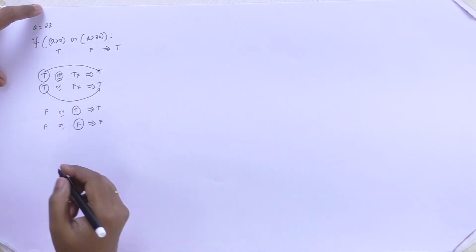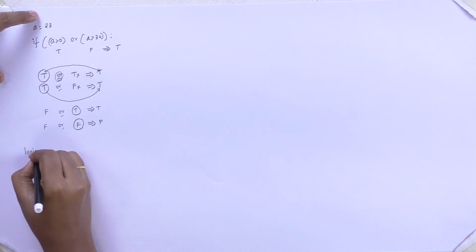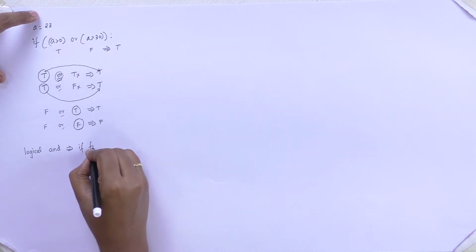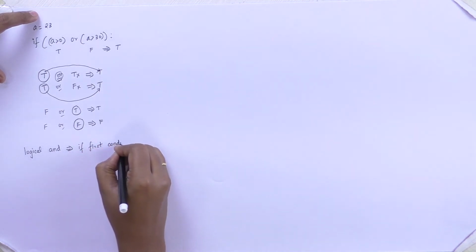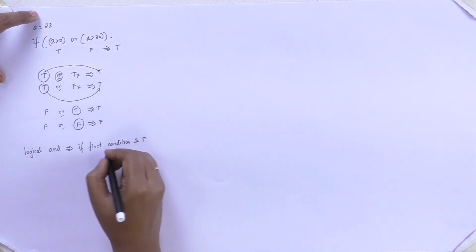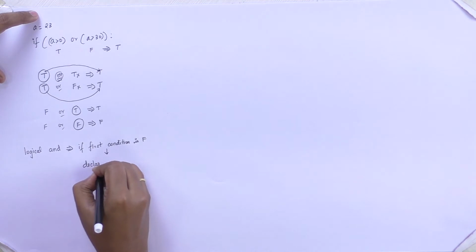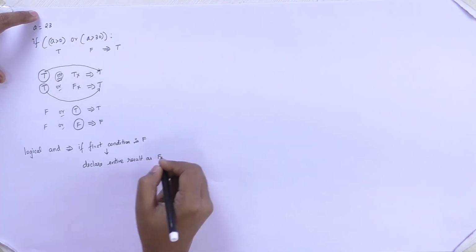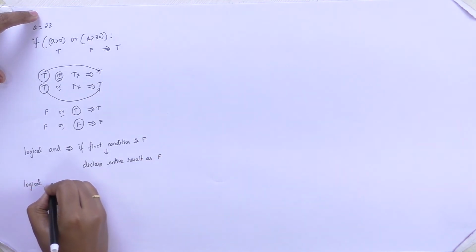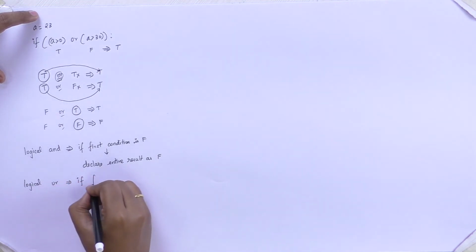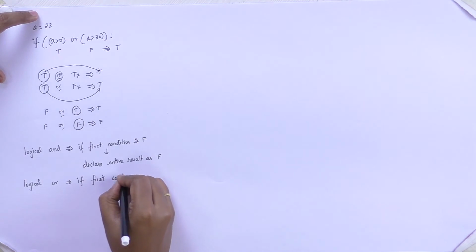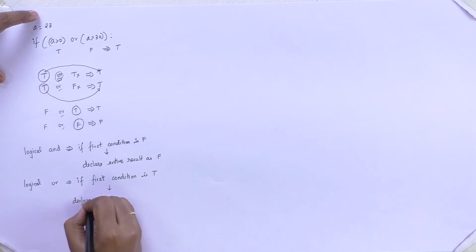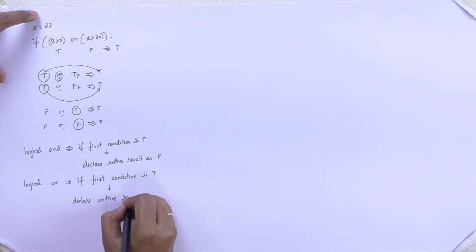Let me write that in a simple statement. If you are using logical AND, and if the first condition is false, declare the entire result as false. If you are using logical OR, if the first condition is true, I can declare the entire result as true.